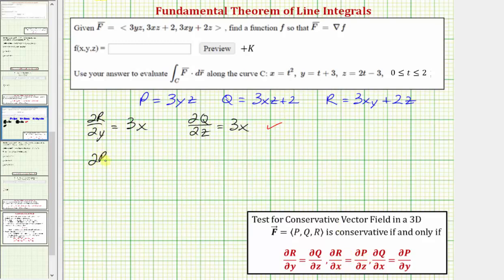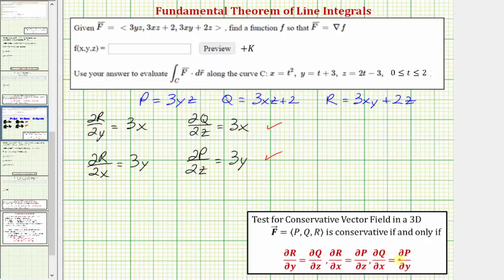And now let's check these two. So we have the partial of R with respect to x, which is equal to the derivative of 3xy plus 2z with respect to x, which would be 3y plus 0 or 3y. This must be equal to the partial of P with respect to z, which should be the derivative of 3xyz with respect to z, which would be 3y. So these two are also equal.